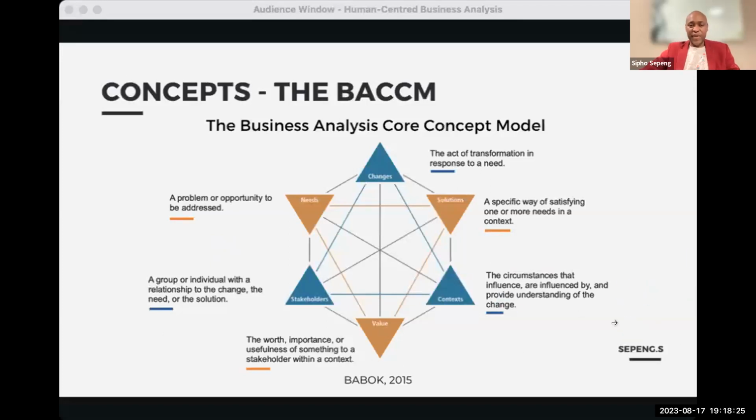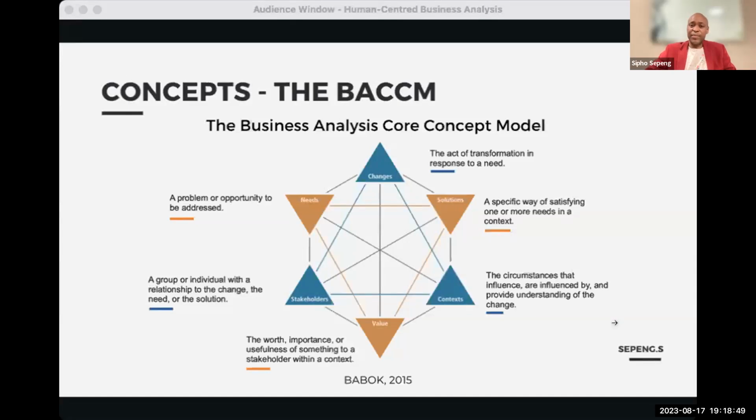It also refers to stakeholders, and that is the group of individuals with relationship to the change or the need itself. And value as well is in that same definition, and that is the worth, importance, or usefulness of something to a stakeholder within a context. And so what is context?